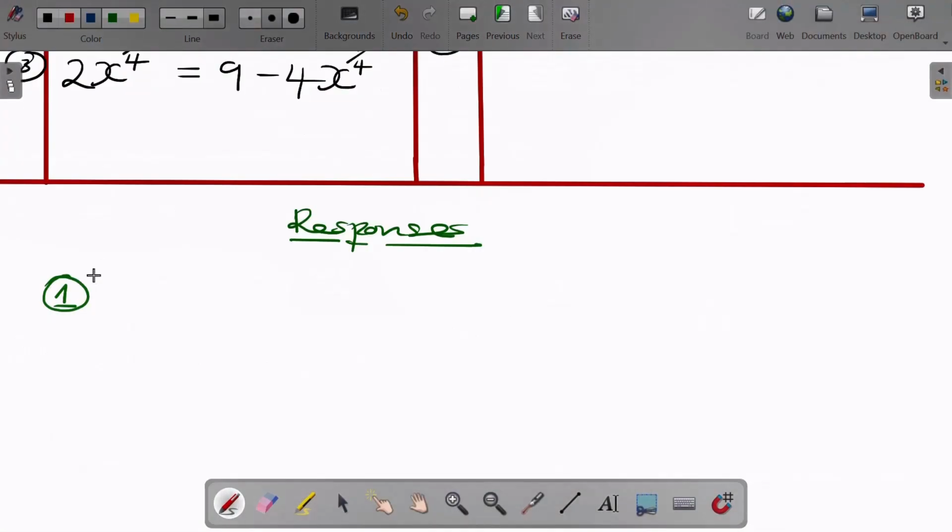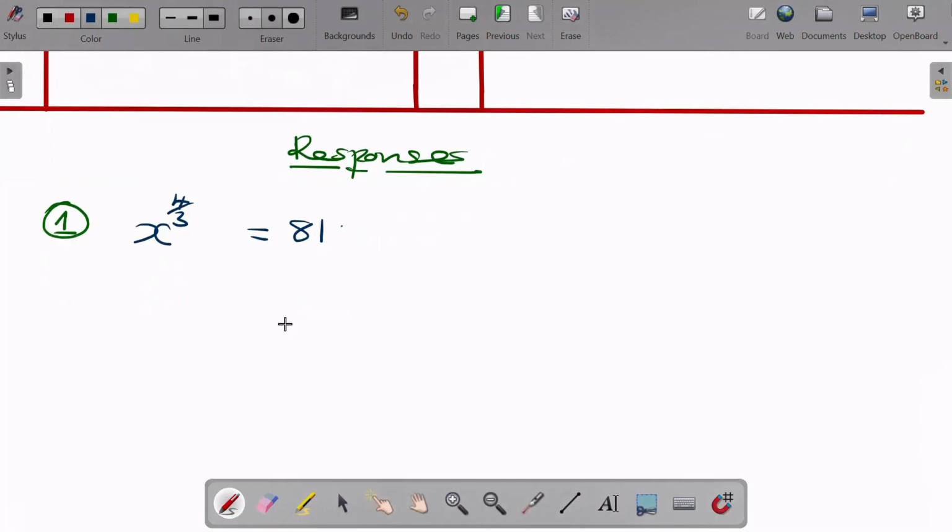We begin with number 1. It is x raised to power 4 divided by 3 being equal to 81. They want us to find the value of x in this expression. So this is the same as having x raised to power 4 out of 3 multiplied by 3 divided by 4. We are going to do the same on both sides of the equation. So multiply by the power 3 divided by 4.